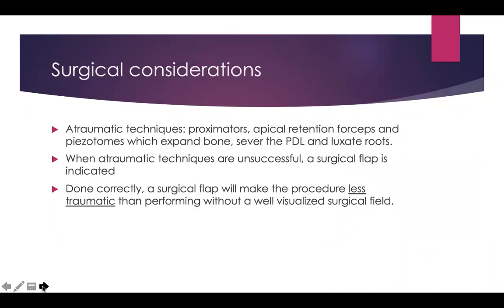So you can try to take out a tooth conservatively using proximators and special forceps and piezotomes, which expand the bone and sever the PDL and luxate roots. But when your atraumatic techniques are unsuccessful, a surgical flap is indicated. And interesting to note, done correctly, a surgical flap will make the procedure less traumatic than performing without a well-visualized surgical field.